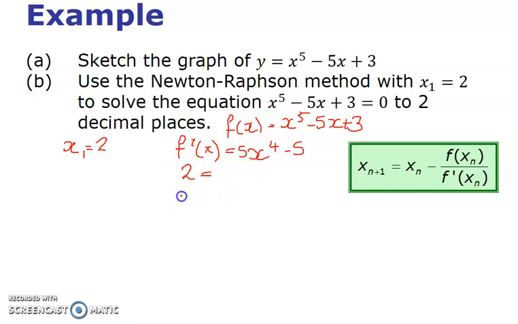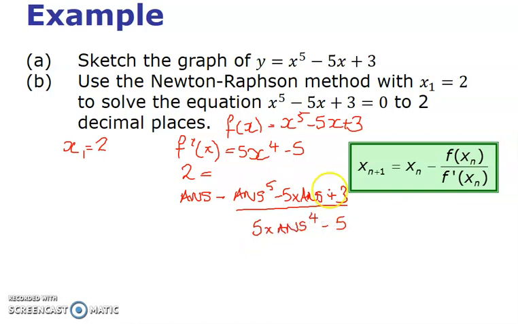And then I would go answer minus the function. So I've got to go answer to the 5 minus 5 times the answer plus 3. You might be good at doing these iterative sequences on your calculator, but you might not be. So that's over 5 times the answer to the 4 minus 5. So if I type all this in, it should give me the second value, x2. So I'm doing it now.